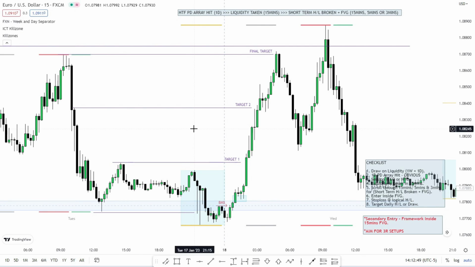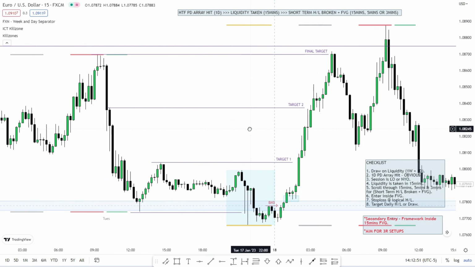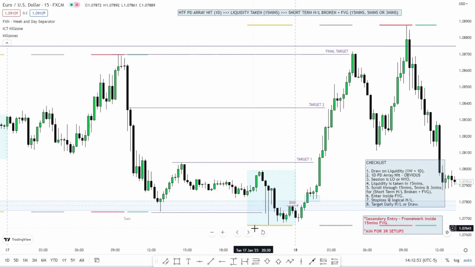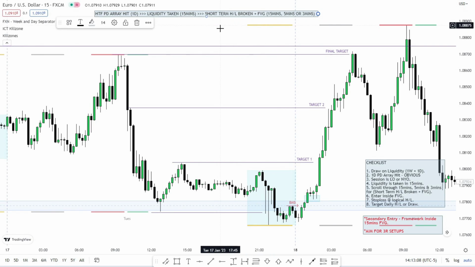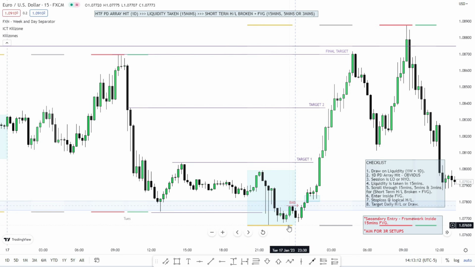So let's dig in. The first thing you see, when the market now comes and hits this PDRA in the 15 minutes, so this is a 15 minutes chart, the daily PDRA has been hit. And then this is the Asian session. So sometimes it occurs like this.